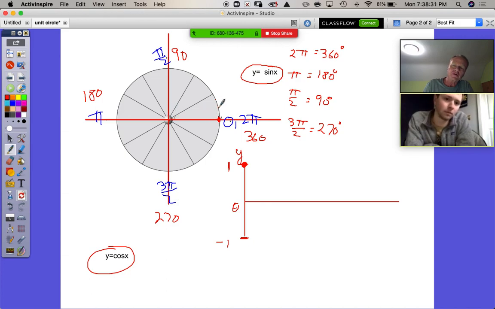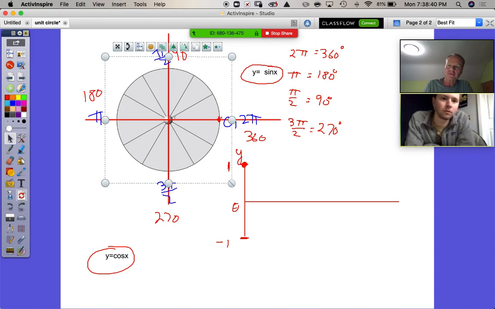As we start to rotate up, I'm going to get closer and closer to the y-axis. Let's rotate that baby. We'll make our first pit stop at 90.